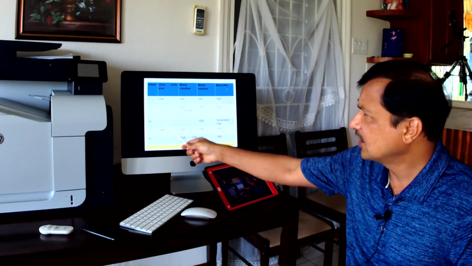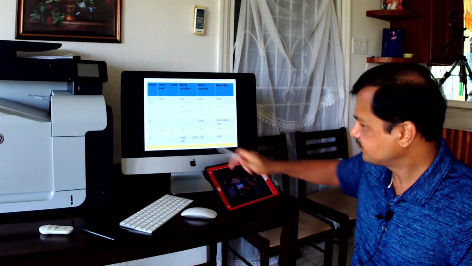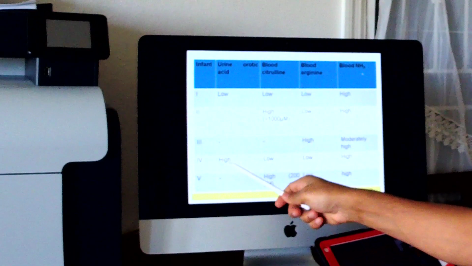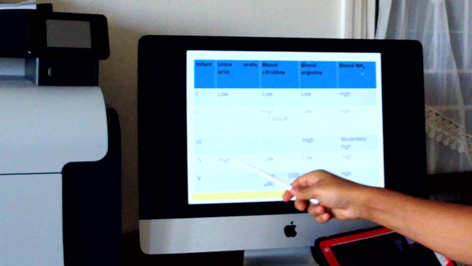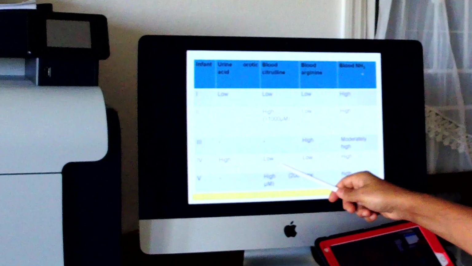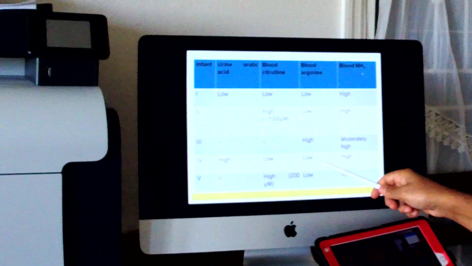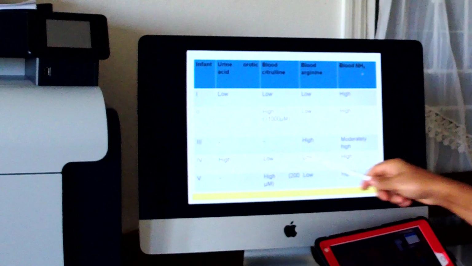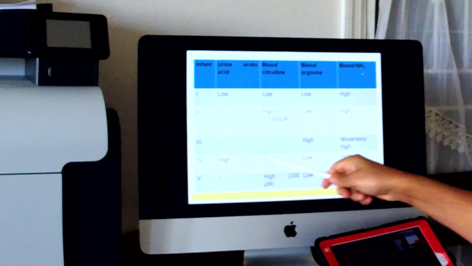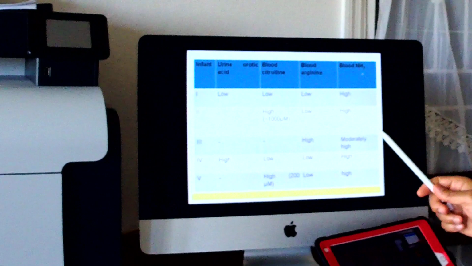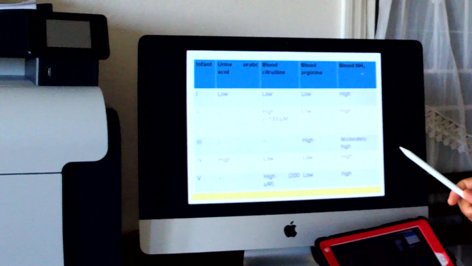Now let's move on to the fourth infant. The fourth infant has a high orotic acid level, and then a low blood citrulline level, low arginine level, and high ammonia level. That means orotic acid is high but citrulline is low. So this is somewhere after the formation of carbamyl phosphate but before citrulline formation.